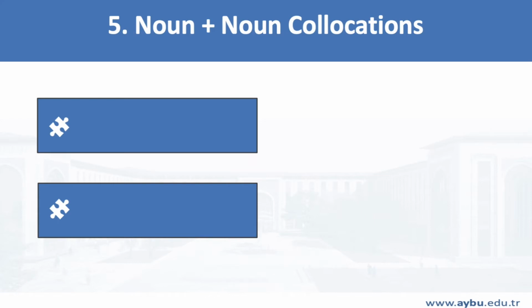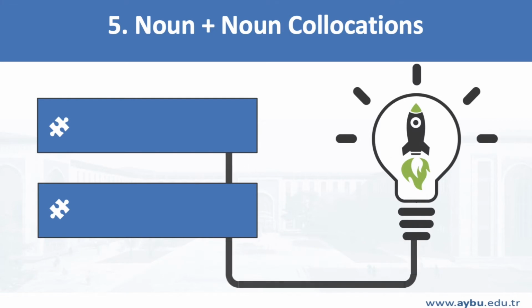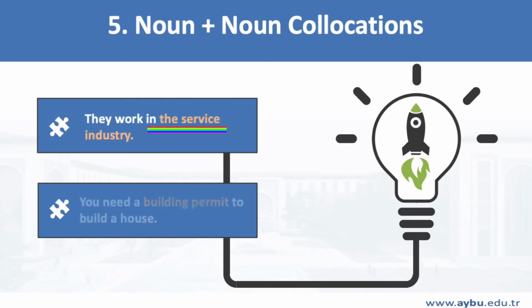You can also learn these noun and noun collocations to improve your fluency in English. I'm sure that you're also familiar with them from the movies, TV series that you're watching or the books that you're reading. They work in the service industry. You need a building permit to build a house.